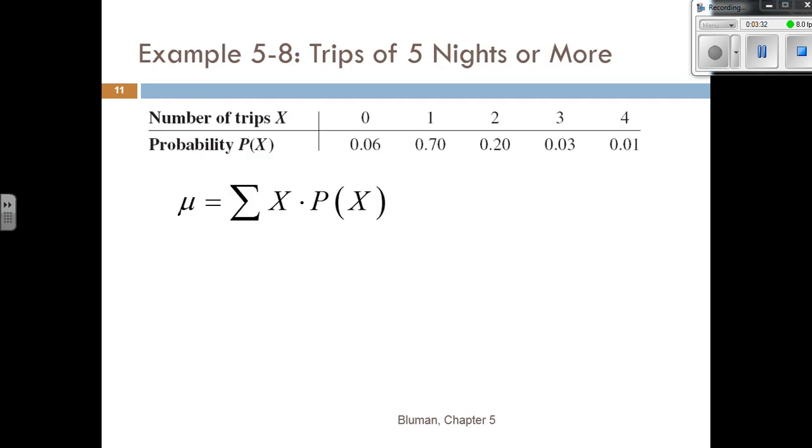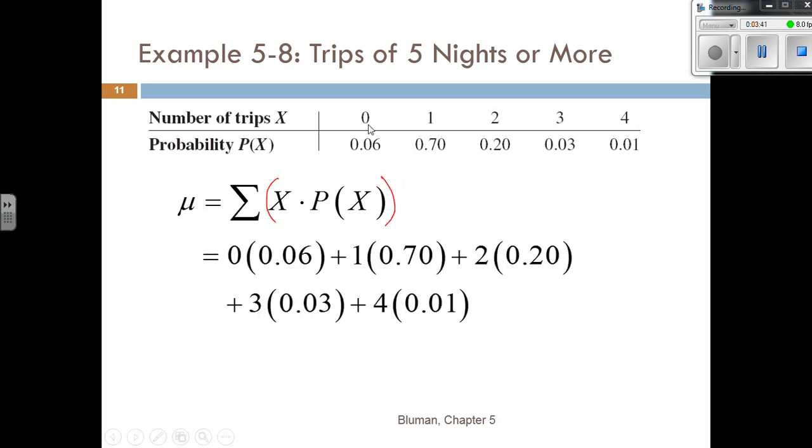So remember in the formula, we're doing all of this stuff first. We're doing this for each x. So we're taking our x times the probability of x: 0 times 0.06, 1 times 0.7, 2 times 0.2, 3 times 0.03, and 4 times 0.01. Then, after we do all that, we're summing them, adding them all up. And that comes out to be 1.2. So on average, an American goes on a trip of 5 nights or more 1.2 times per year.